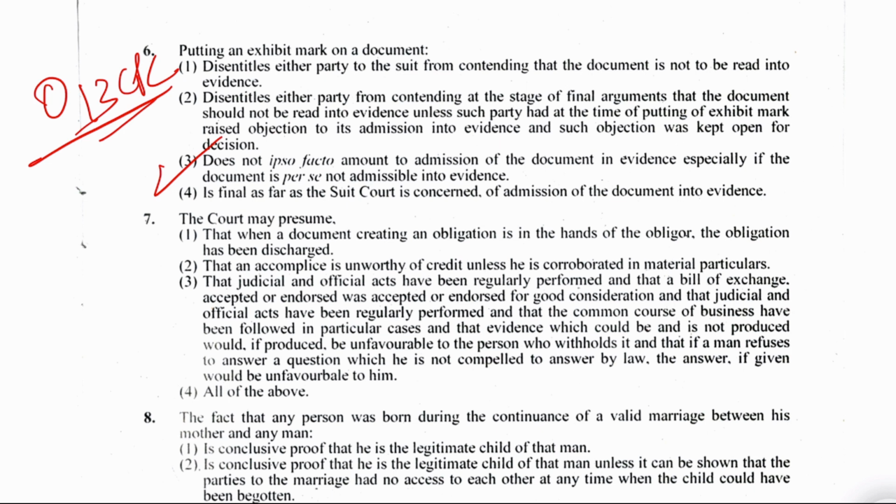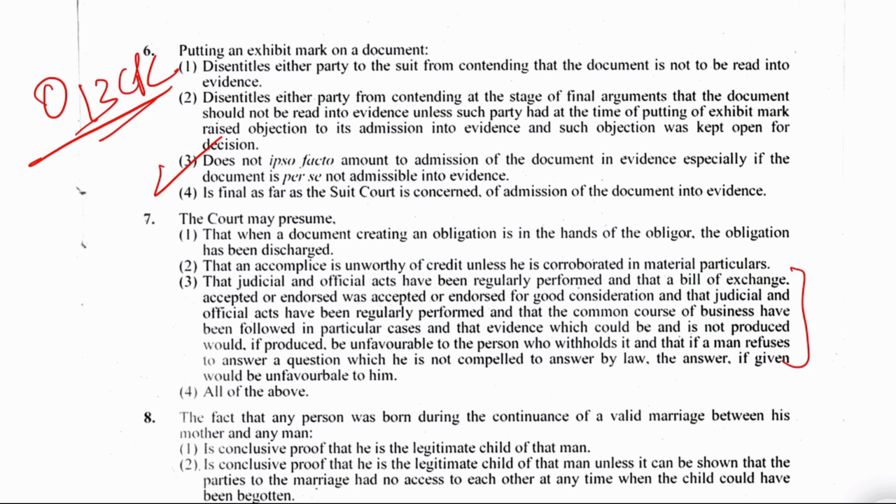Next is question number 7. The court may presume, option 1, that a document creating an obligation is in the hands of obligor, the obligation has been discharged. Option 2, that an accomplice is unworthy of credit unless he is corroborated in material particulars. Next is option 3, and option 4 is all of the above. Option 3 is long enough, so you can read it yourself.